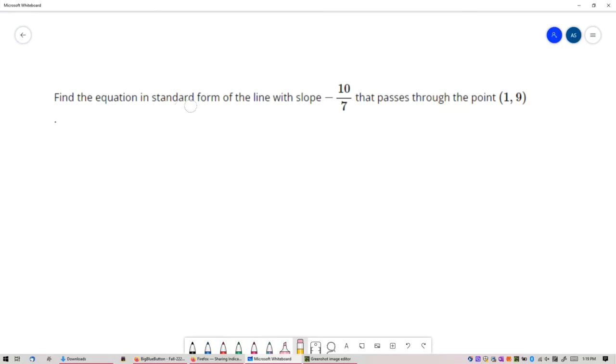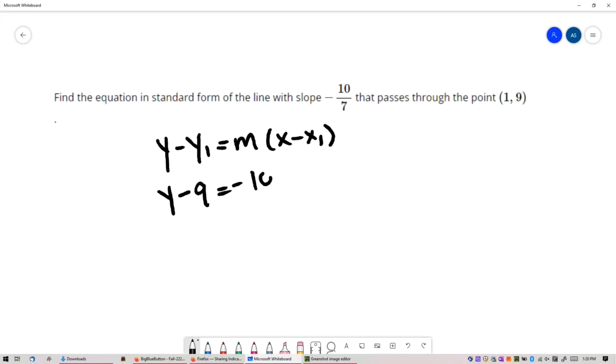Find the equation in standard form of a line with slope negative 10 over 7 that passes through the point (1, 9). So I'm going to start with point slope form: y minus y1 equals m times x minus x1. And we're going to substitute the slope and the point into the equation. We have y minus 9 equals negative 10 over 7 times x minus 1.